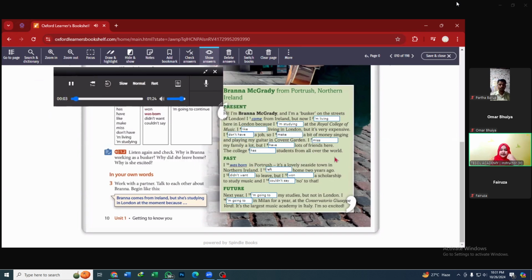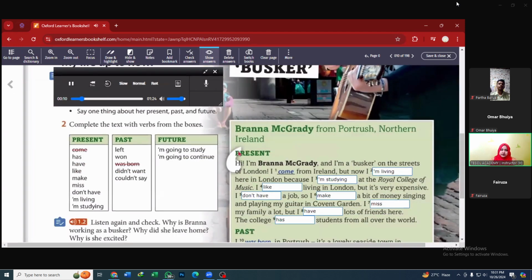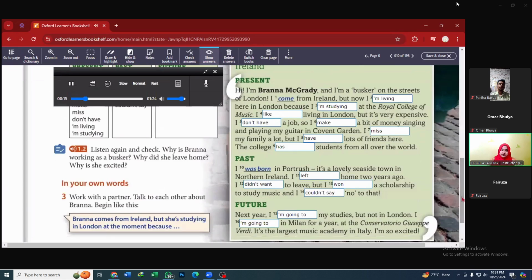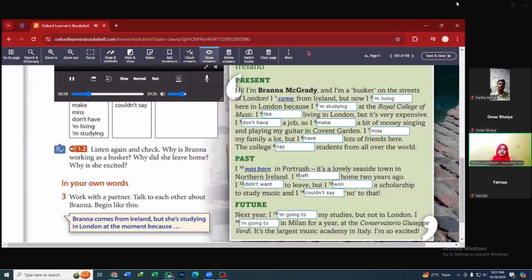1.2. Branna the busker from Portrush, Northern Ireland. Hi, I'm Branna McGrady, and I'm a busker on the streets of London. I come from Ireland, but now I'm living here in London because I'm studying at the Royal College of Music. I like living in London, but it's very expensive. I don't have a job, so I make a bit of money singing and playing my guitar in Covent Garden. I miss my family a lot, but I have lots of friends here. The college has students from all over the world.